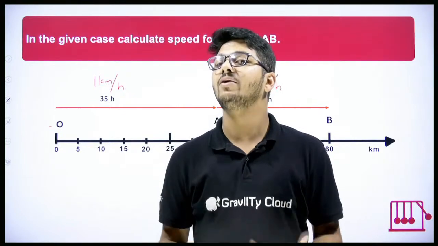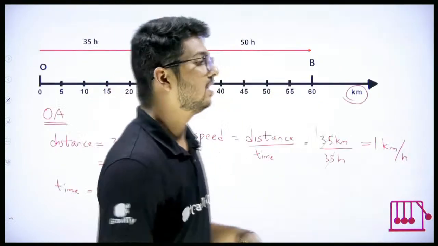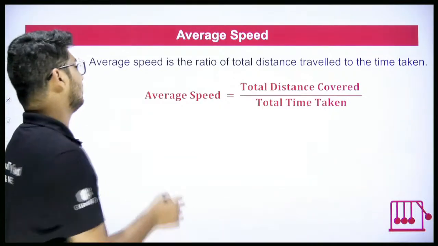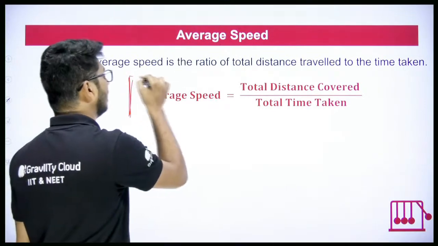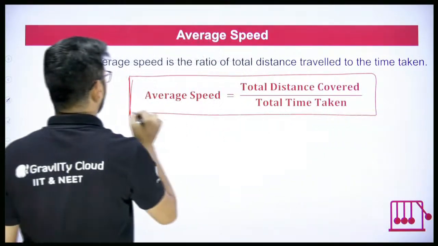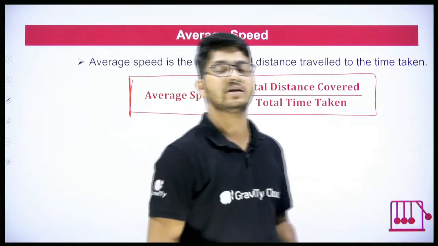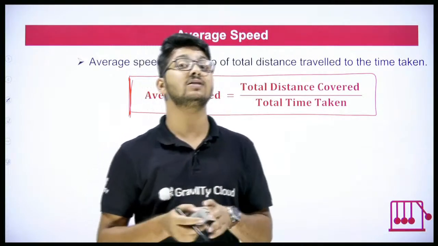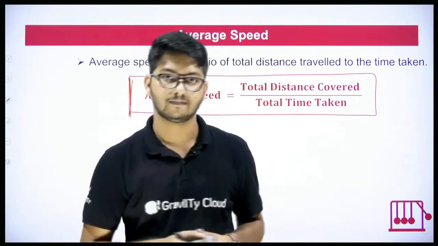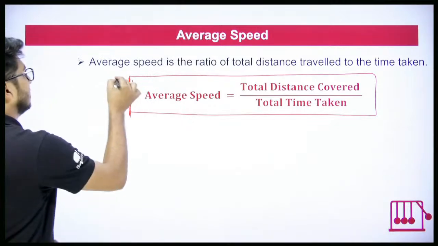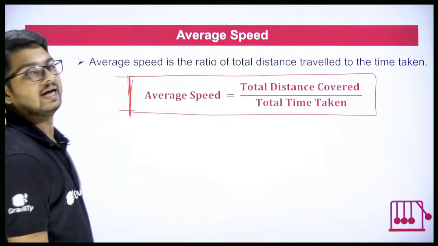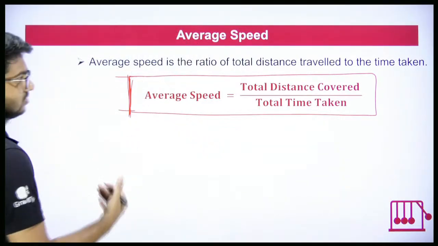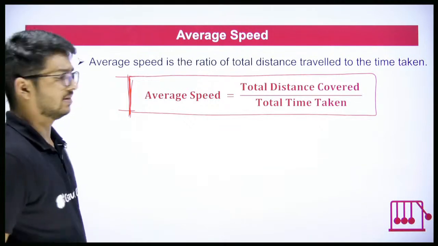Understood? Then what will we do in this case? For that, we define something called average speed. What is the formula? Same or similar formula. The only thing is we take total distance, we take total time and divide them. It is total distance covered by total time taken. That is average speed. So average speed is equal to total distance covered by total time taken. Understood?